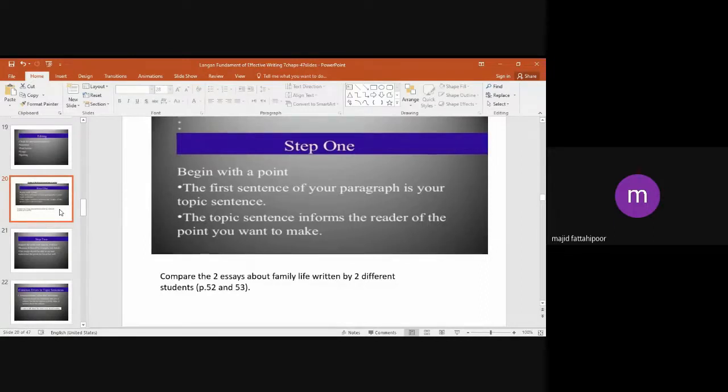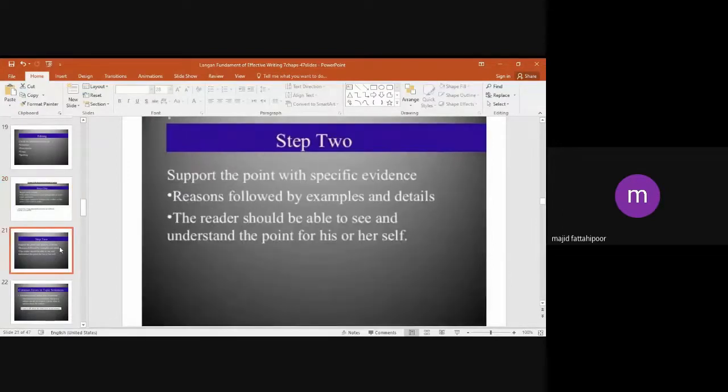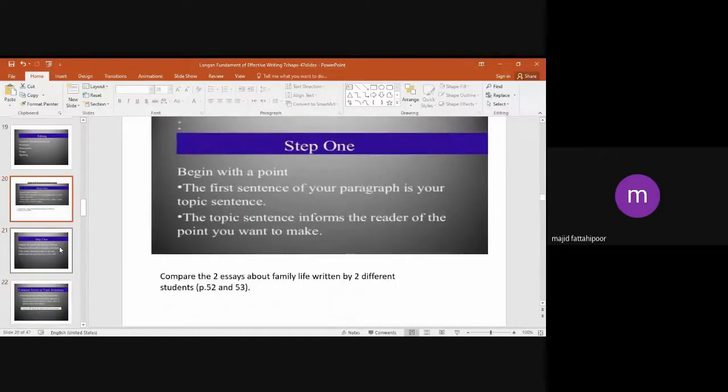Here, I want you to compare two essays about family life written by two different students. In the source book, there are two essays about family life on pages 52 and 53, which two students have written. So in different steps, one, two steps. Okay, here we can have more steps, but actually to make it simpler, just focus on two steps. Two steps of writing a paragraph.